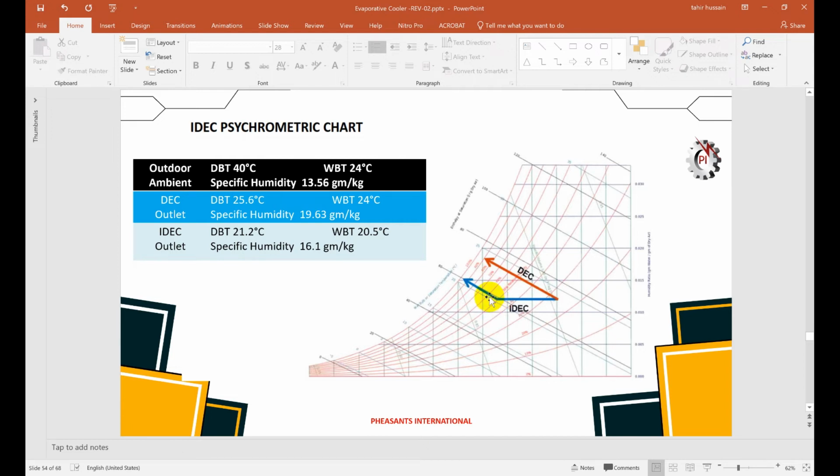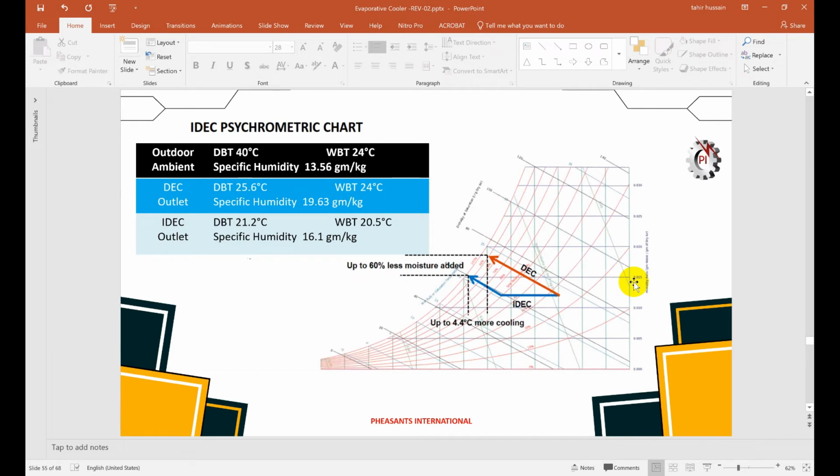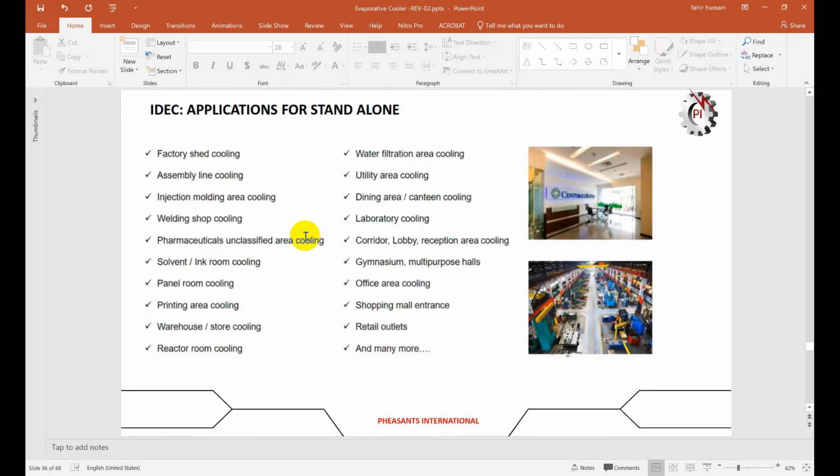After this we did the conventional evaporator DEC system. Here moisture is added, but not like before. In the conventional system moisture is added more, but in the IDEC system up to 60% less moisture is added, and we also get more cooling. Here we get an outlet temperature of 25.6, and here we get an outlet temperature of 21.2.